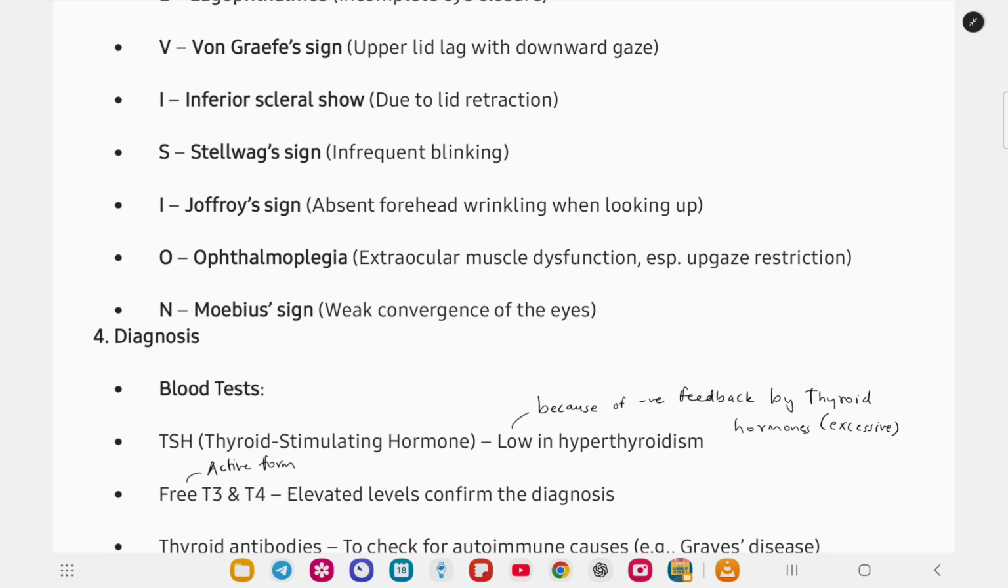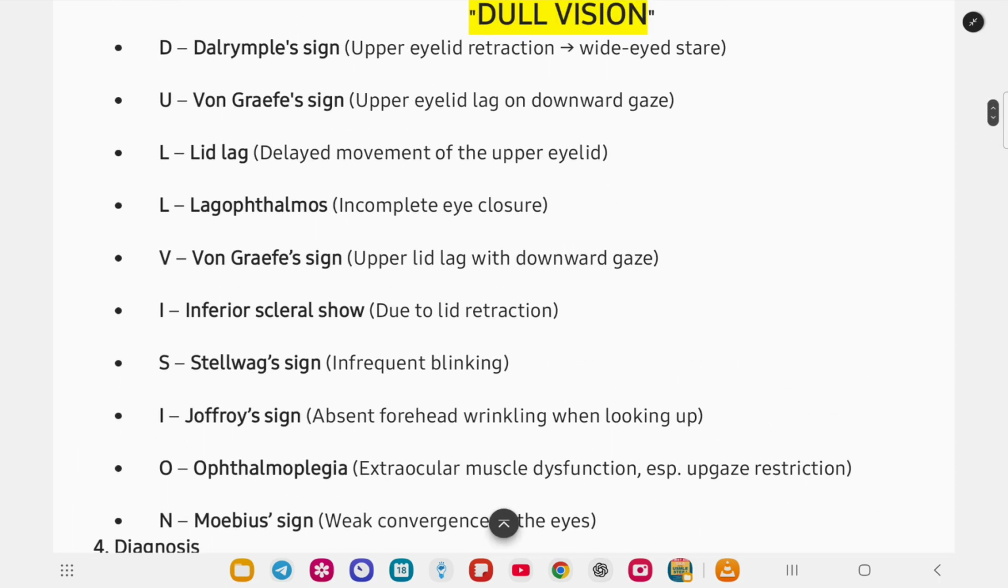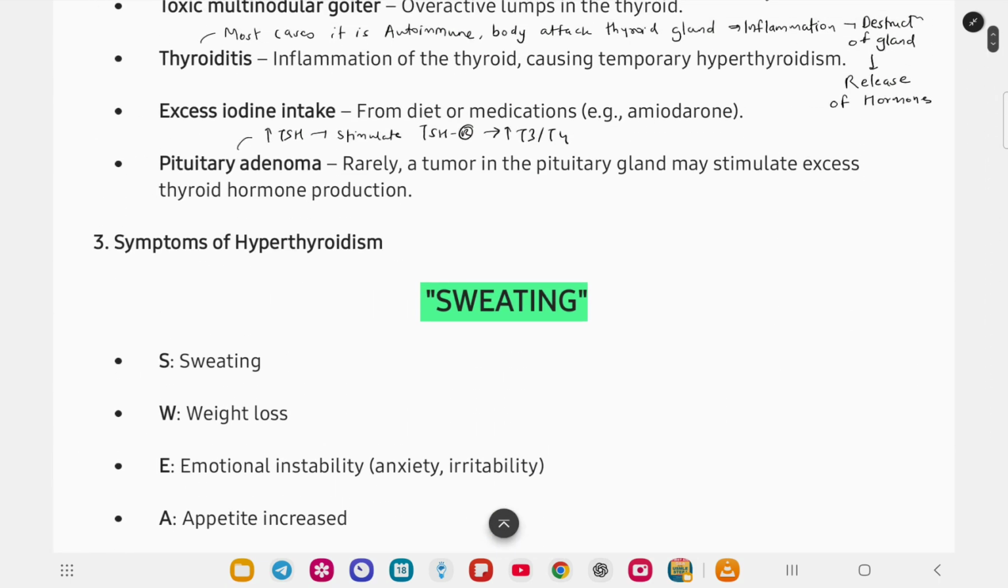Then there is O for ophthalmoplegia, and N for, M for Mobius sign, weak convergence of the eyes. Then these are the symptoms. These are various symptoms of hyperthyroidism.